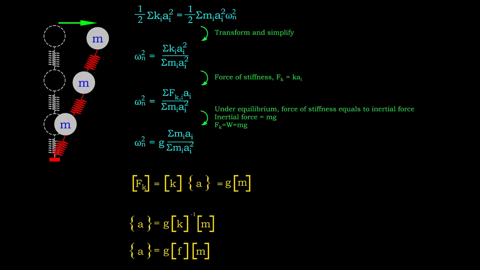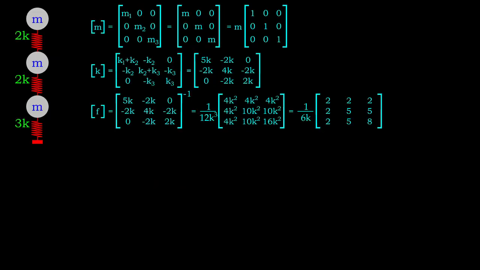Rayleigh's principle requires the story displacement data to solve for a structure's fundamental frequency. From the force correlation we established earlier on, the displacement equals the inverse of stiffness times inertial force, which we may also rewrite as mg.